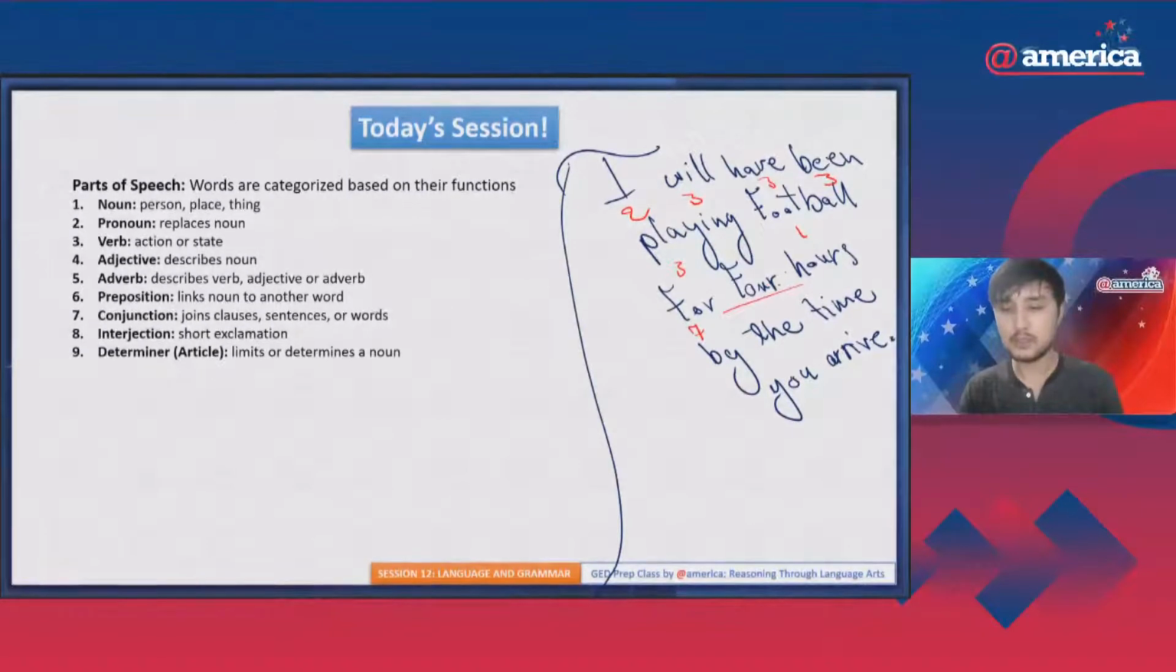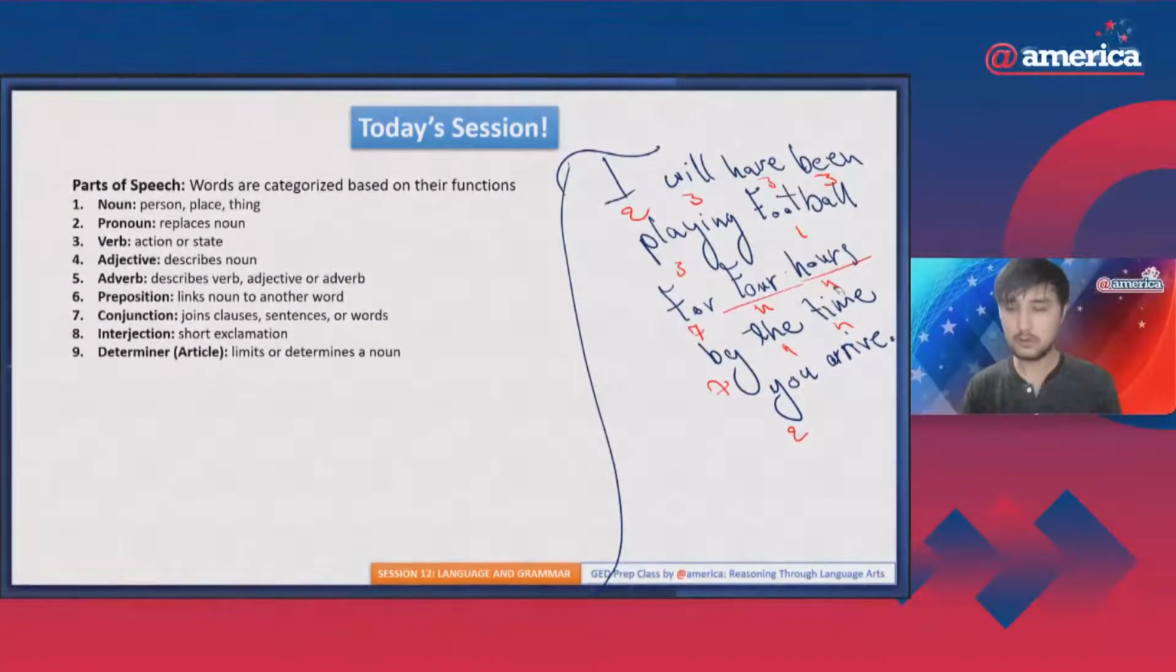And this, for, again, it's a number, and we know that it's a noun. Ours, again, noun, but it's plural. By, again, conjunction. So there is a determiner. Number 9, time, again, it's a noun. You is a pronoun. This is used instead of your name. And arrive is a verb. Verb, what number is it?